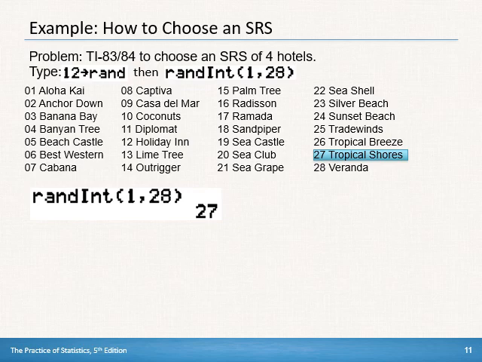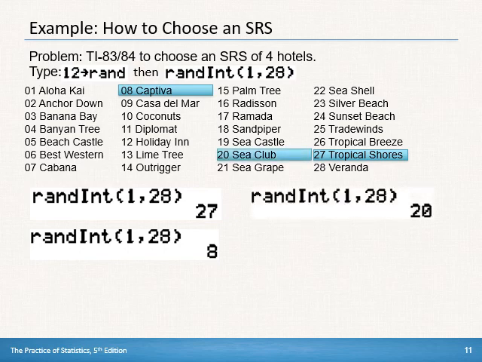Now, you might say, wait a minute, how are we all getting the same number? It's because that 12 store RAND command that we ran put everyone's calculators in the same spot. So everyone right now has a calculator with 27 showing. It randomly picked a number between 1 and 28, and that number was 27. Hit enter, and it will repeat that same command again. So it does random integer 1, 28 again, and this time we all got 8. And then we would do it again and get 20, and do it again and get 18.